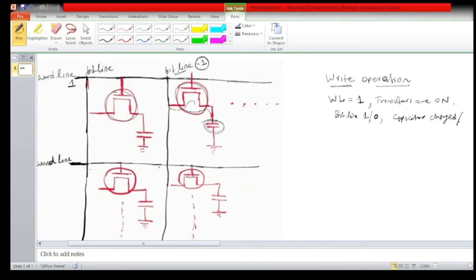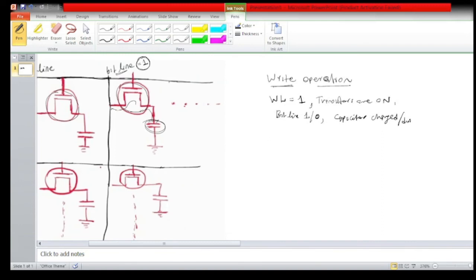So the capacitor is charged or discharged depending on its state. If it does not already have any charge, then it is not discharged. But if initially it was in 1, the fully charged state, then it will get discharged. So that is the write operation.